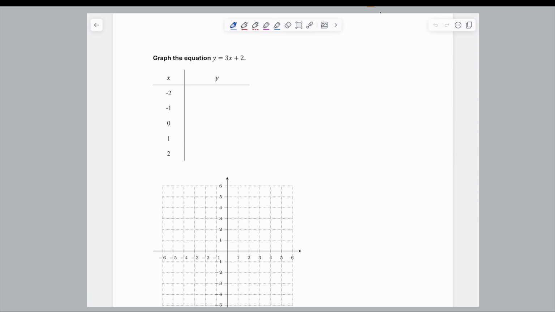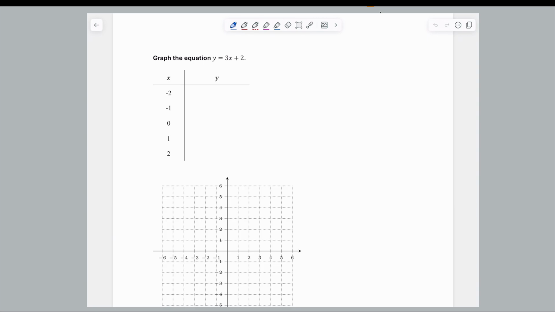So here I'm using a range from -2 to 2, nice integers. However, we can also do fractions and decimals and anything in between. So this will give us an idea of this graph. And so let's go ahead and figure out those values.